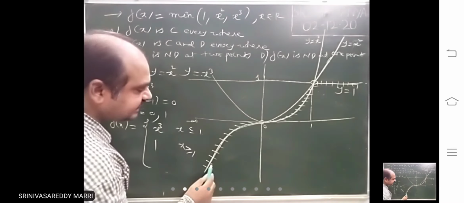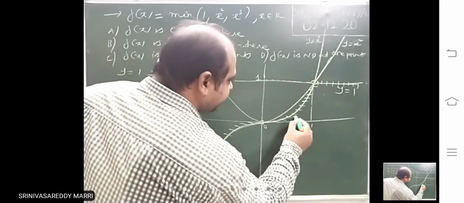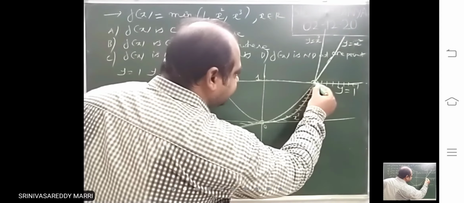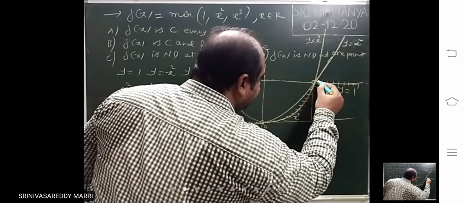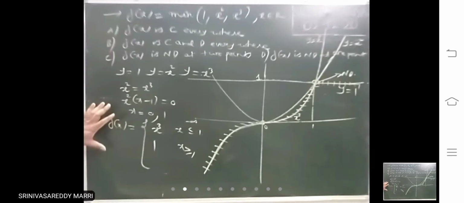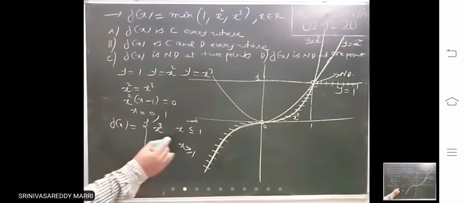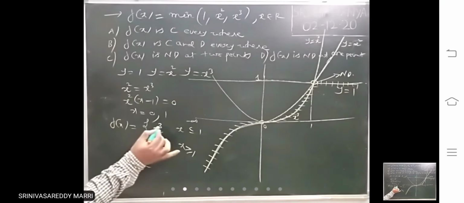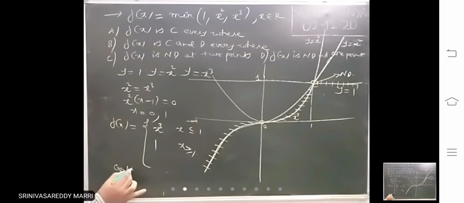So where the rule changes, from here only one rule, x cube. So from here only x cube. After that, after 1 it is changing, that is 1. Only the rule changes at one point. So at this point it will not be differentiable. Or otherwise you have written this one. Check the continuity at x equal to 1. Look at 1 minus is what? 1. 1 plus is what? 1. F of 1 is 1. Therefore, at the rule changing point, continuous at x equal to 1.